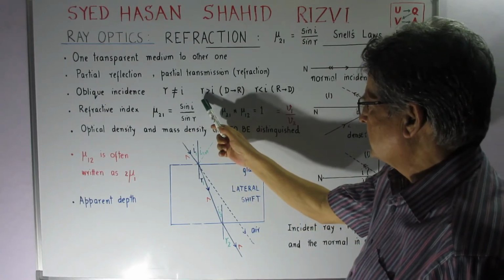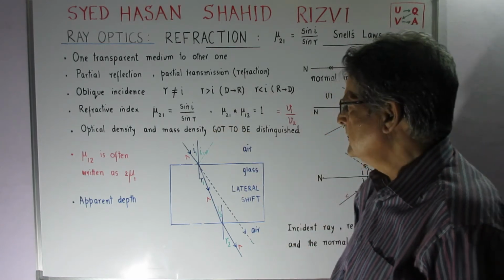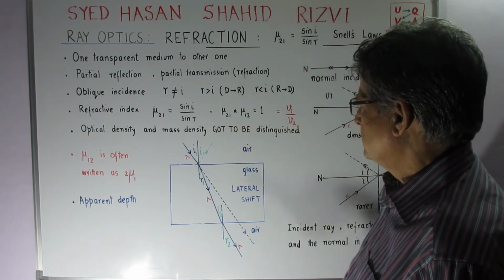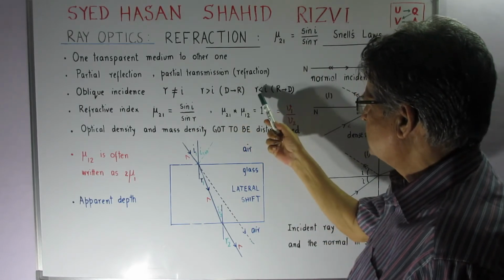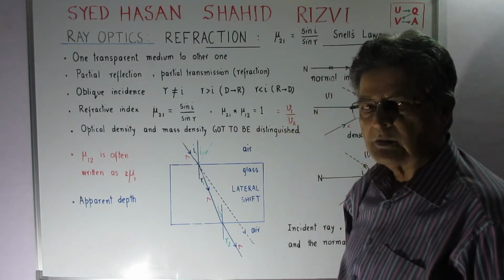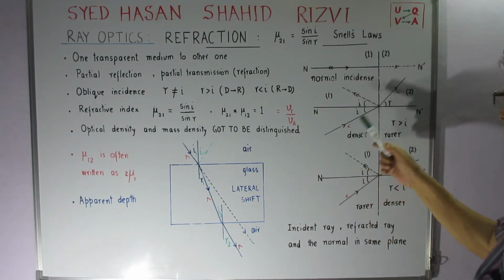The angle of refraction can be greater than the angle of incidence. That is when we move from a denser medium to a rarer medium. Or otherwise, r is less than i when we move from a rarer to a denser medium, which has been shown over here.